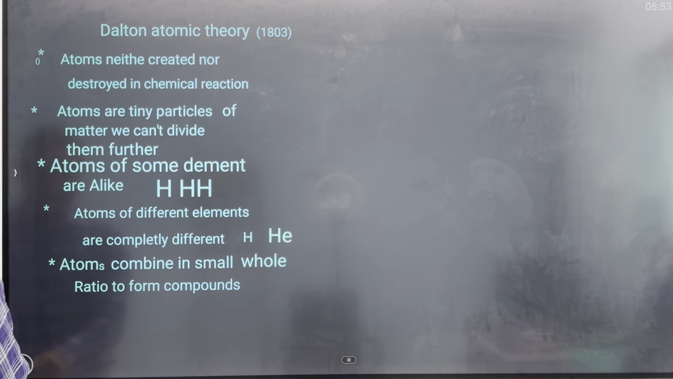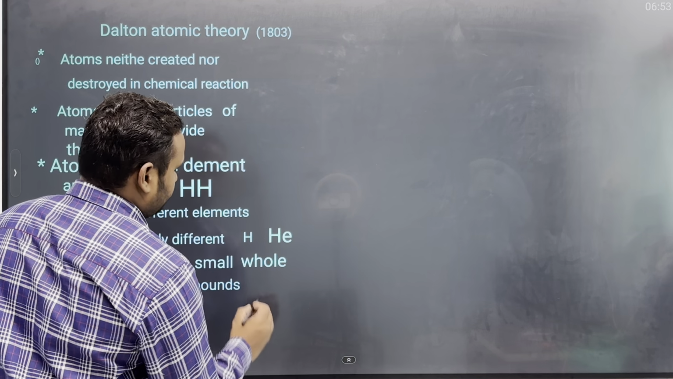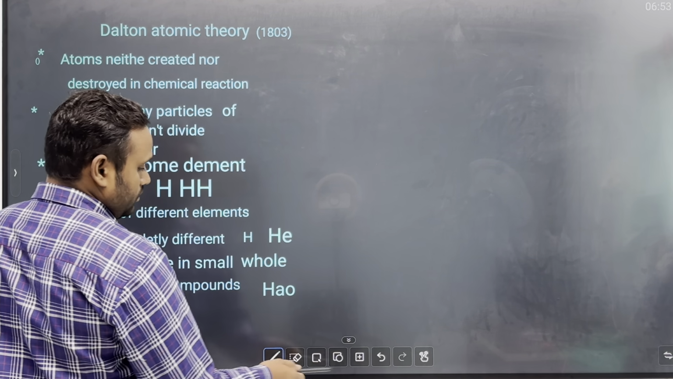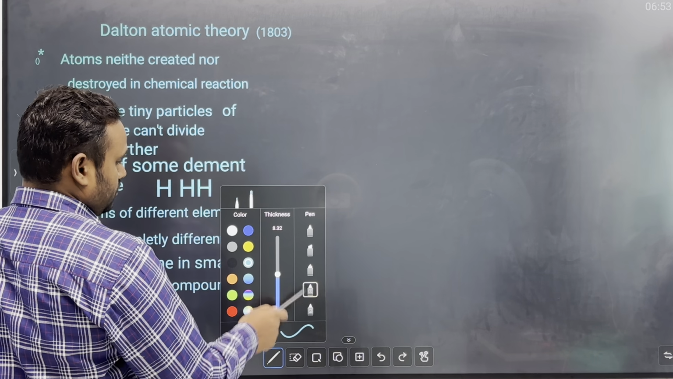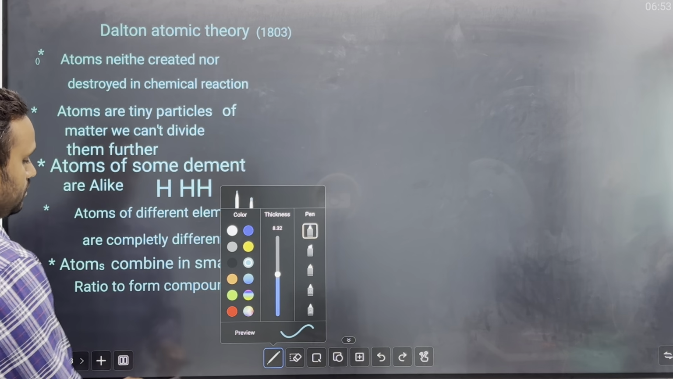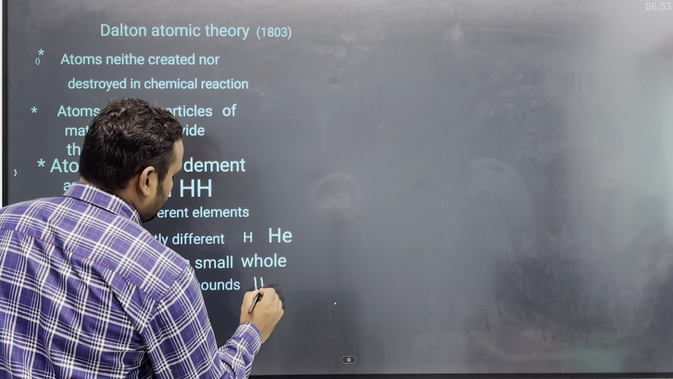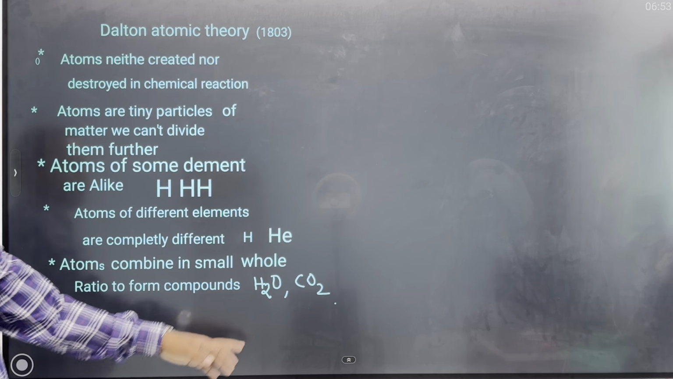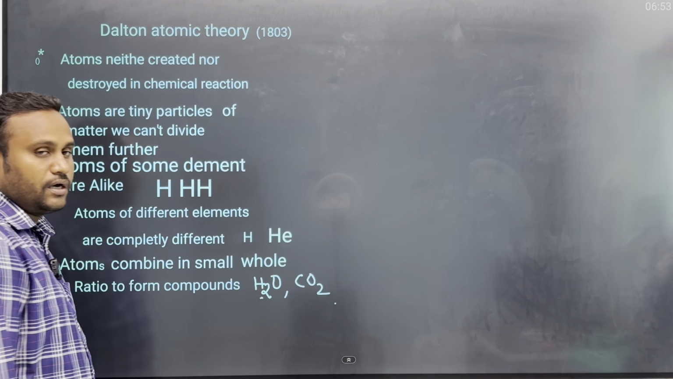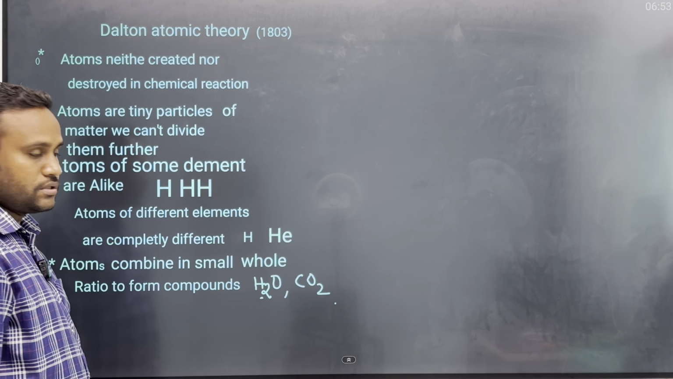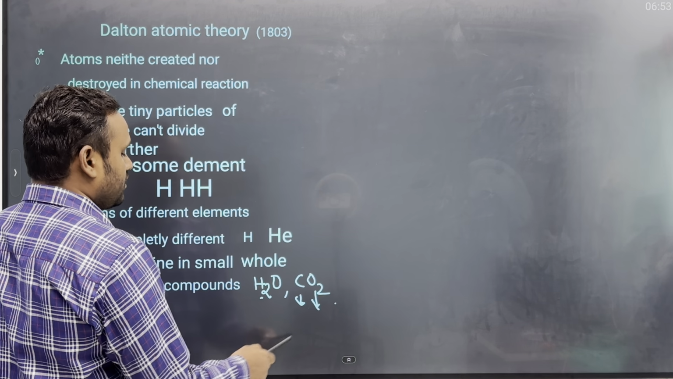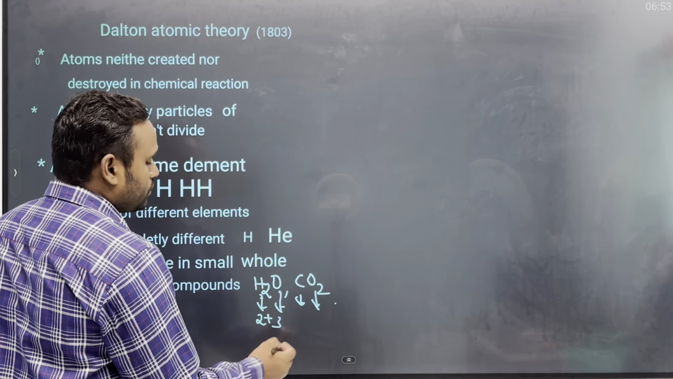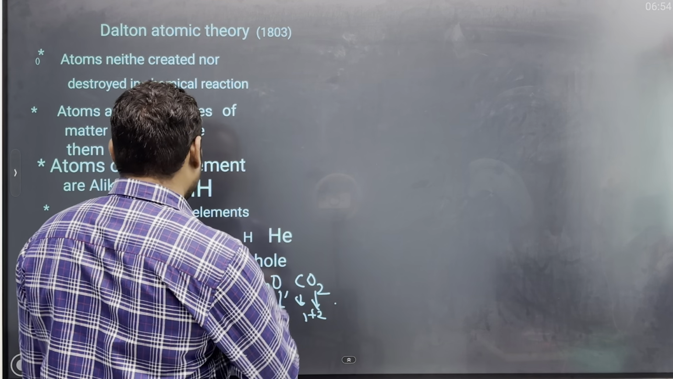So for example, water, H2O, and CO2. Here H2O and CO2 contain how many atoms? Two atoms of hydrogen and one atom of oxygen. Carbon dioxide means one atom of carbon and two atoms of oxygen. Likewise, only in small whole number ratios are they going to combine to give compounds.